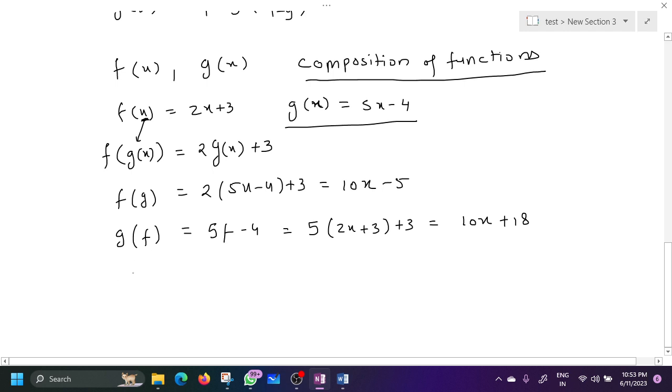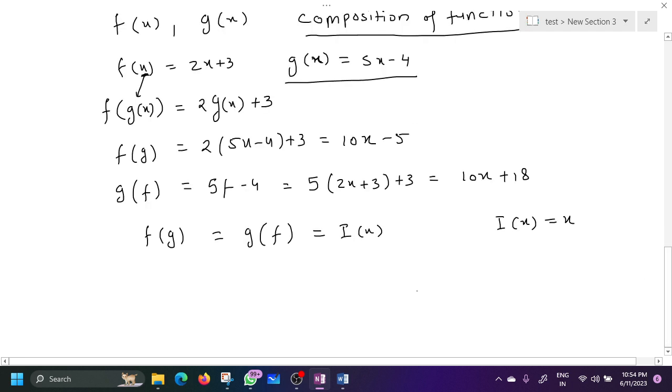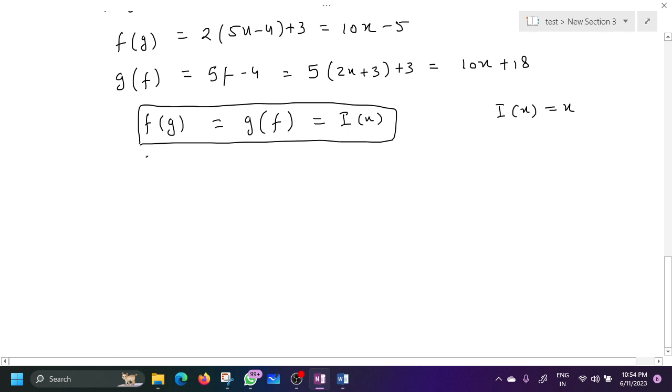So now you have done two things. One is f inside g, and another thing you have done is g inside f. When both the things are equal and they are equal to the identity function I(x), and I(x) is the identity function which is always equal to x, then the functions become inverse of each other. So when this condition is satisfied, f and g become inverse of each other.